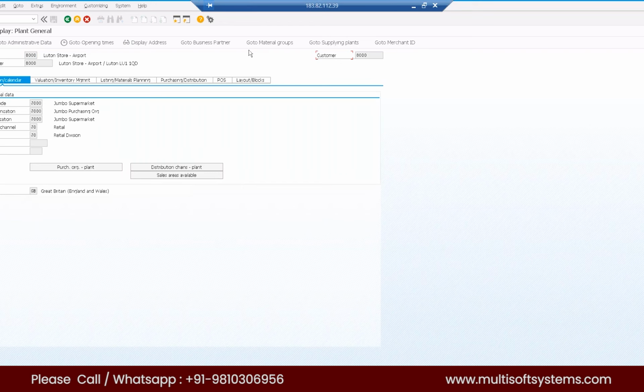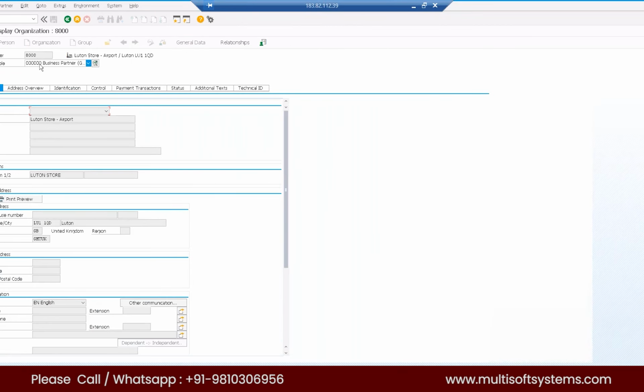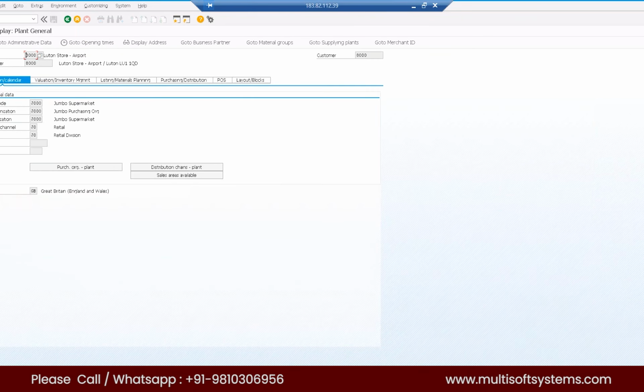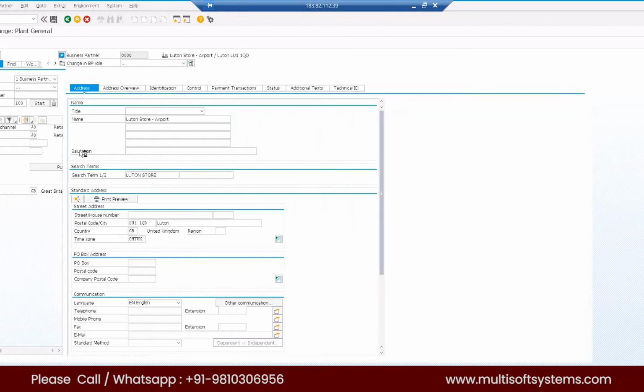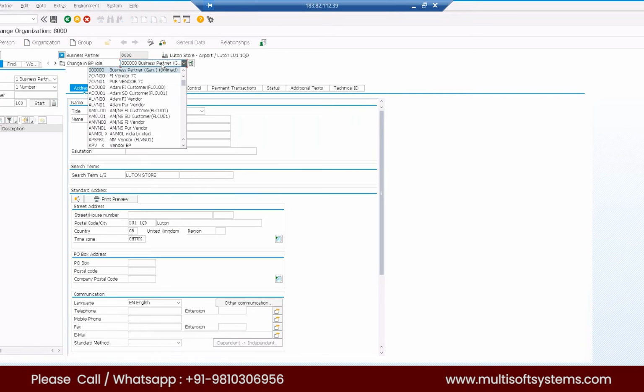In this, whoever has created this has assigned it only to the customer object, so we are able to see only the customer object. If we also want to assign the business partner, what we have to do is go to the business partner here, and then assign an object. It is in display now because I am in WB03 transaction. If I go to change mode here, I'll be able to assign the vendor object here. So if I have a vendor object similar to this, I'll be able to create or assign it. In this case, since it is not available, I'm going to create this one.